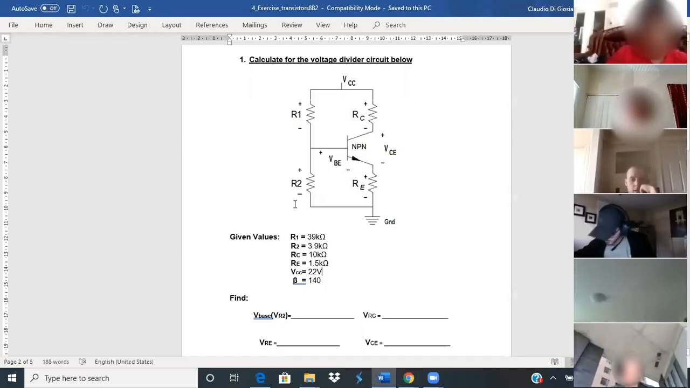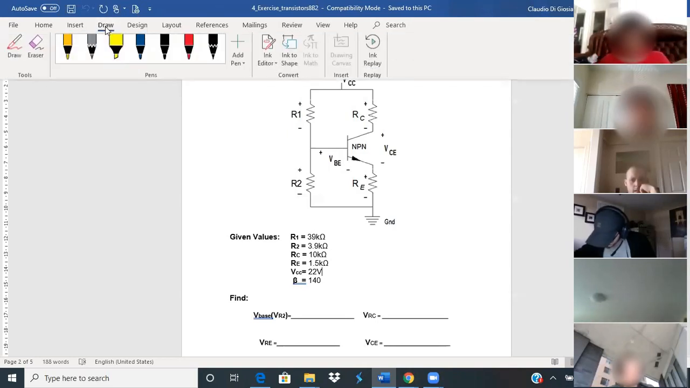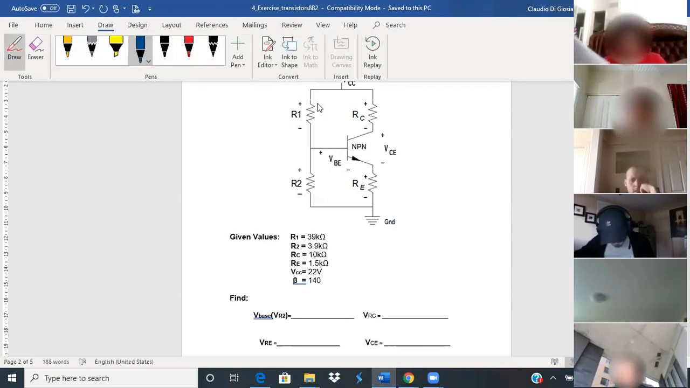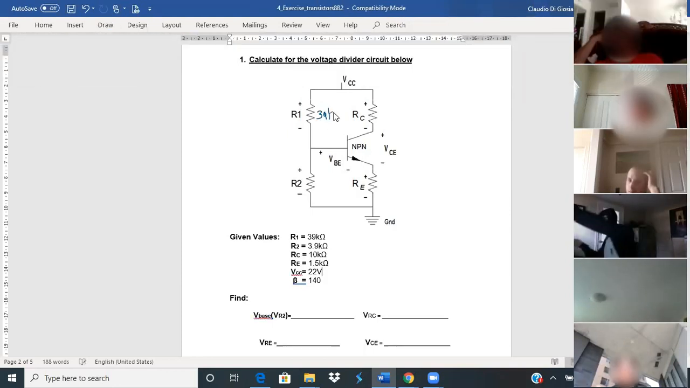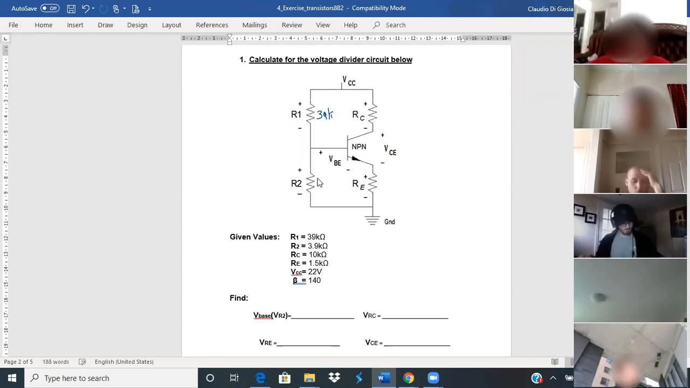So we're going to correct the voltage divider. We have the variables. Ideally, what you want to do is write down all the values. So R1 is 39K. R2, 3.9K. RC here, 10K. And RE, 1.5K. So those are the resistor values. The source voltage is 22 volts.